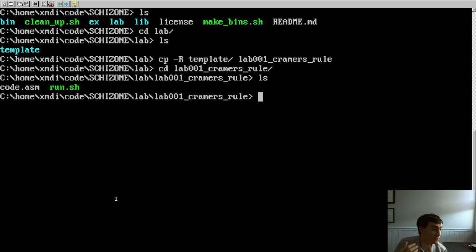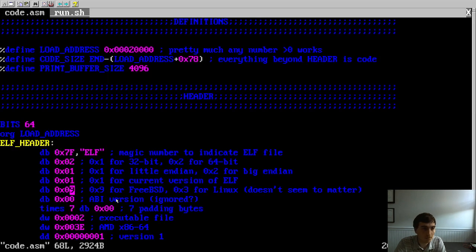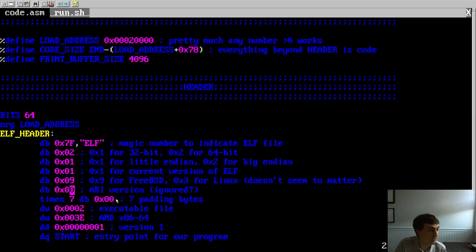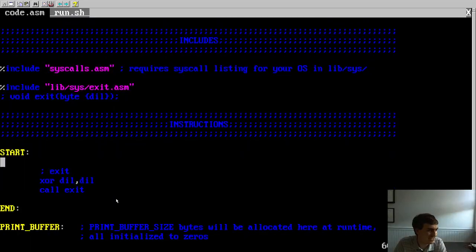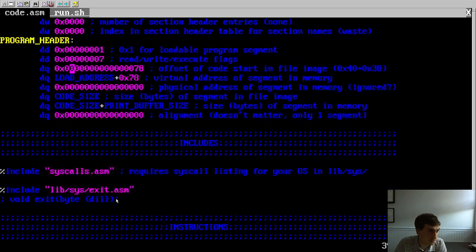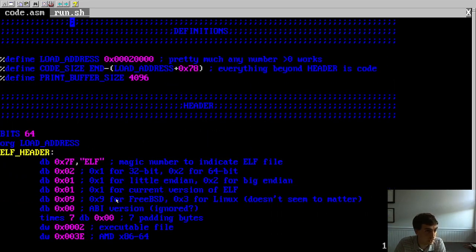In this folder, we have two different files. One is just a template. We're gonna use this to write our code. All it has is a bare minimal executable. It just exits, so all we have is syscalls and exit. And here's the bare minimum ELF header that we can work with. It also has some accommodation for printing, because typically you want to print things to the screen. So I left printing in the template.